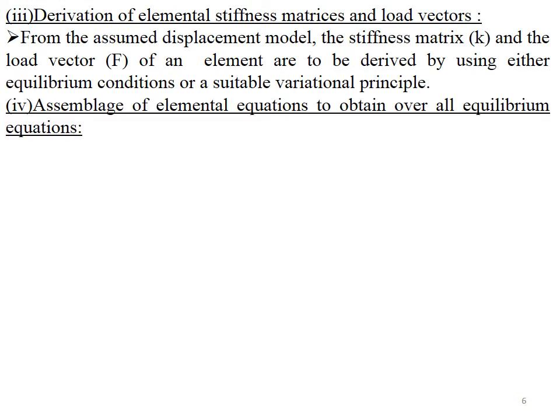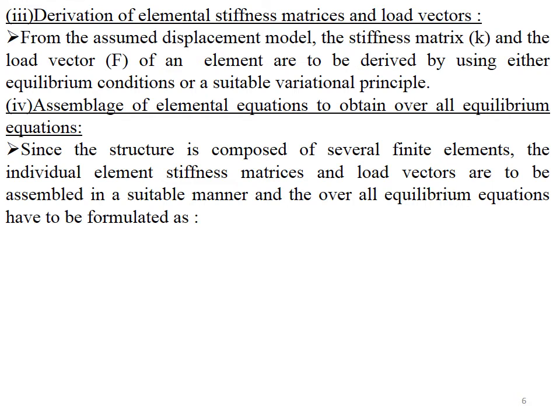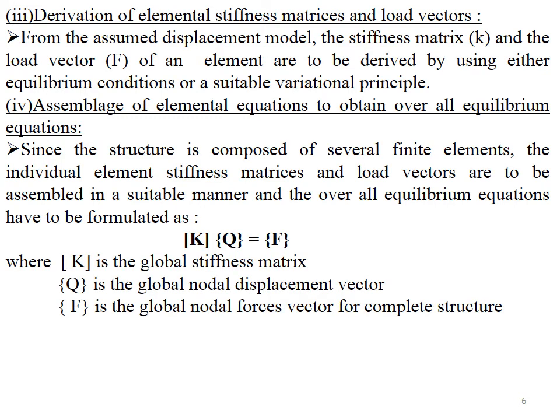Assemblage of elemental equations to obtain overall equilibrium equations. Next, we assemble all these elemental stiffness matrices. Since the structure is composed of several finite elements, the individual elemental stiffness matrices and load vectors are to be assembled in a suitable manner and the overall equilibrium equations have to be formulated as K into Q is equal to F. This is the equilibrium equation where K is the stiffness matrix, Q is the displacement and F is the force. K is the global stiffness matrix, Q is the global nodal displacement vector and F is the global nodal forces vector for a complete structure.